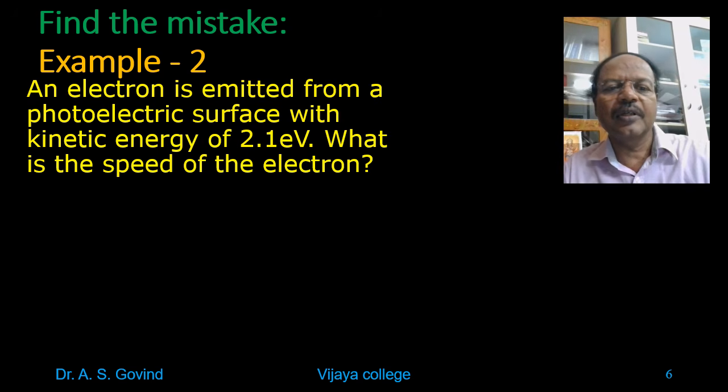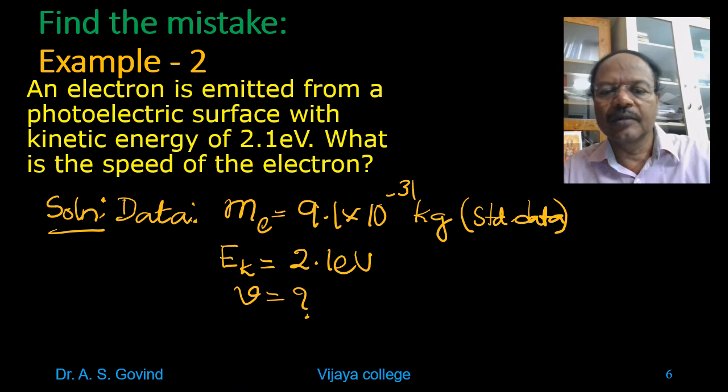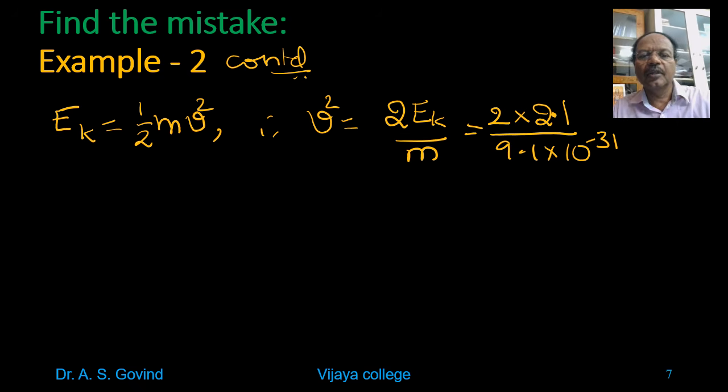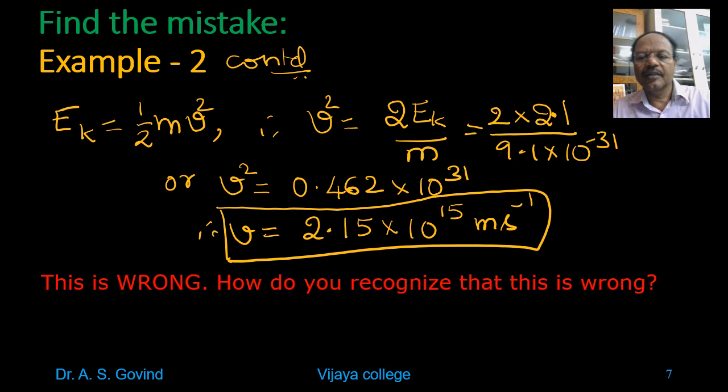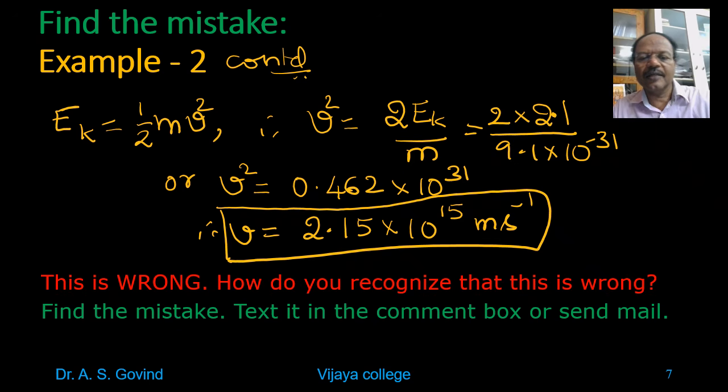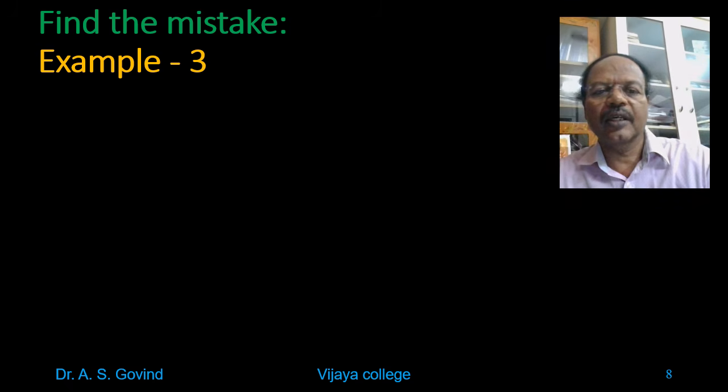Then the second example: an electron is emitted from a photoelectric surface with kinetic energy 2.1 eV. What is its speed? So mass is taken from standard data, kinetic energy is given, velocity is to be found. Continuing, kinetic energy is half mv square. So cross multiply and simplify v square and v, you will get the answer 2.15 10 power 15 meter per second. This is wrong. How do you recognize that something has gone wrong? What has gone wrong? You have to recognize that.